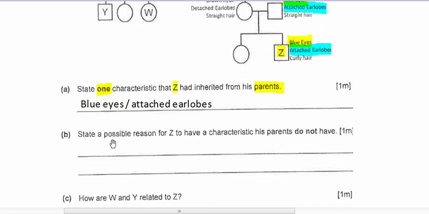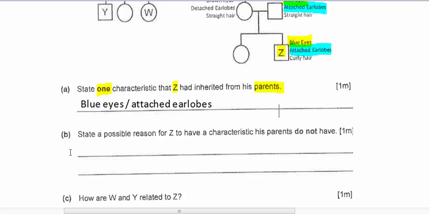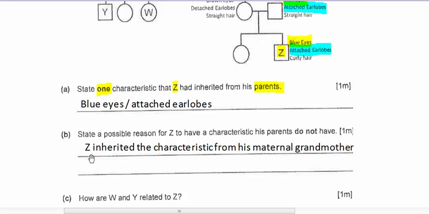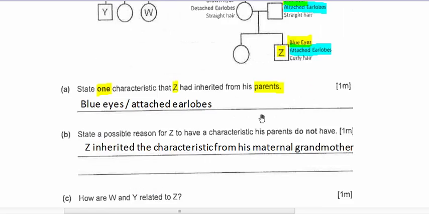Now, part B, state a possible reason for Zach to have a characteristic his parents do not have. So definitely it was the curly hair. So what is the possible reason? The concept tested here is that sometimes the characteristics may skip a generation. It is not uncommon for you to have something that your parents don't have, but your grandparents have. So one possible reason is because Zach inherited the characteristic from his maternal grandmother, because it is the mother's side.